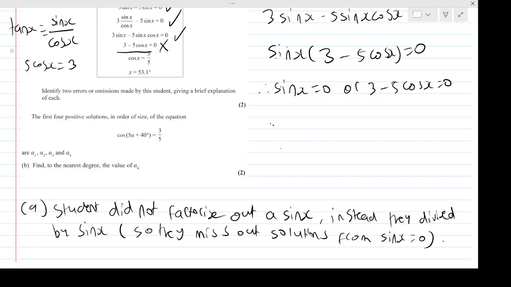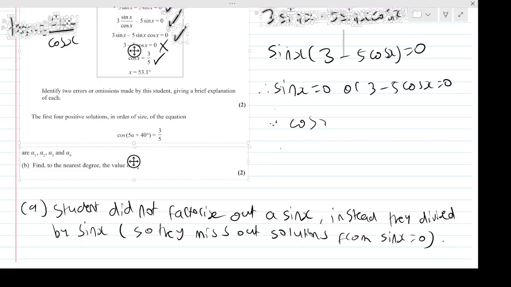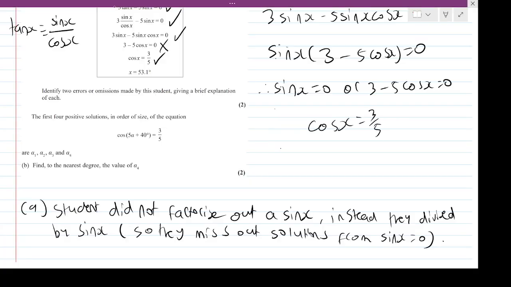And then they're just divided by 5 to get cos x is 3/5. So yes, you would get that then. That's correct. Then they said x is 53.1, so presumably they inverse cos. So that's the last step. So if we had cos x equal to 3/5, inverse cos of that, does that get me 53.1?